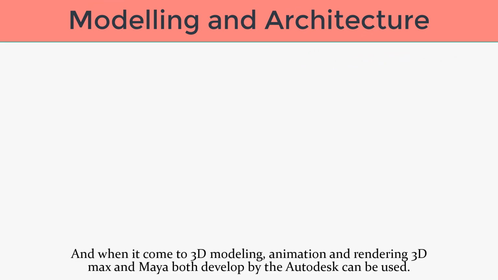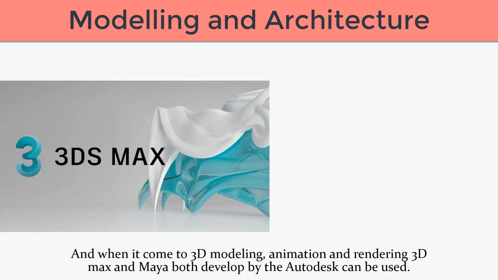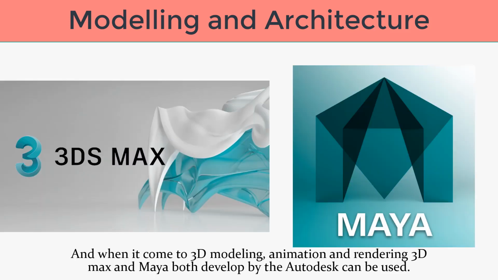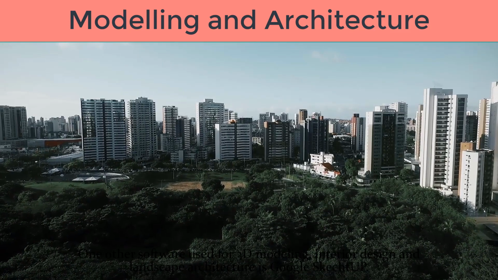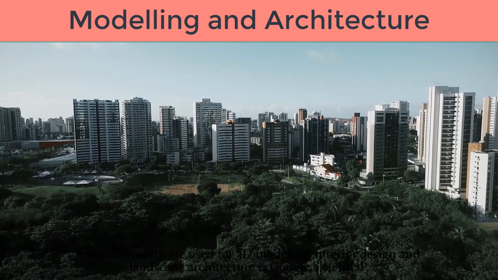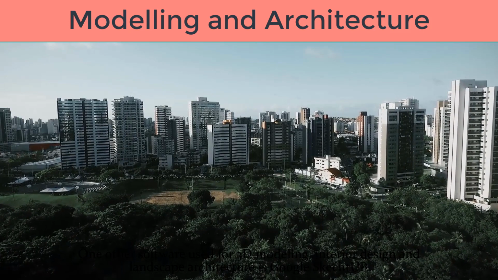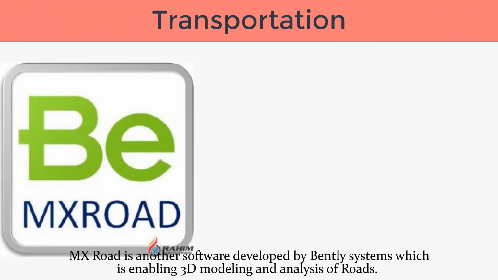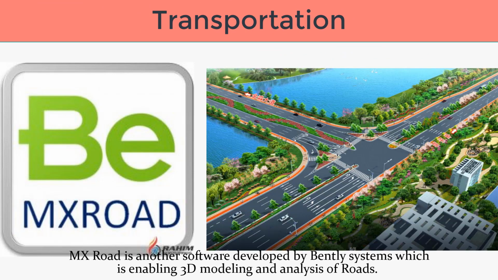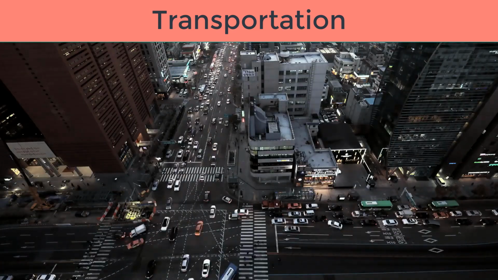And when it comes to 3D modeling, animations, and rendering, 3ds Max and Maya, made by Autodesk, can be used. One other software used for 3D modeling, interior design, and landscape architecture is Google SketchUp. MX Road is another software developed by Bentley Systems, which is enabling 3D modeling and analysis of the roads.